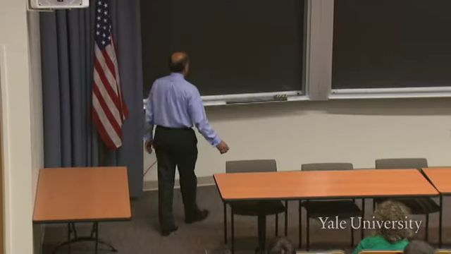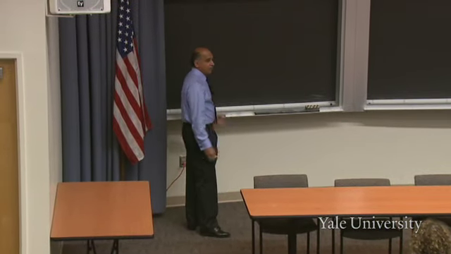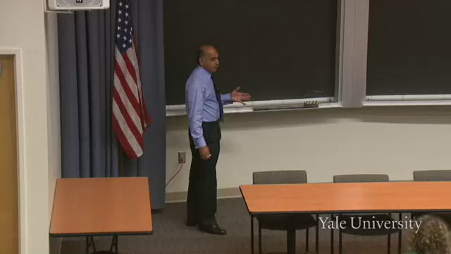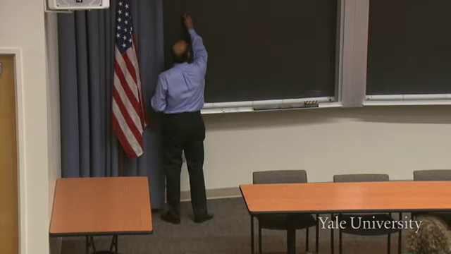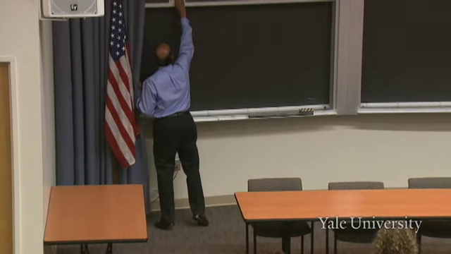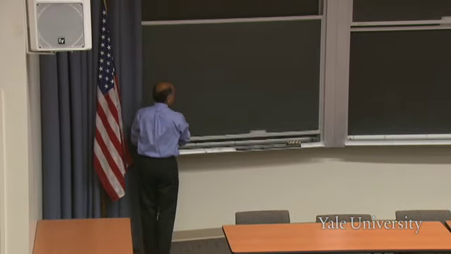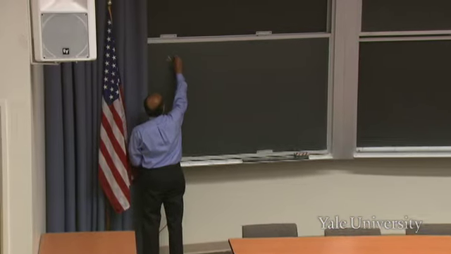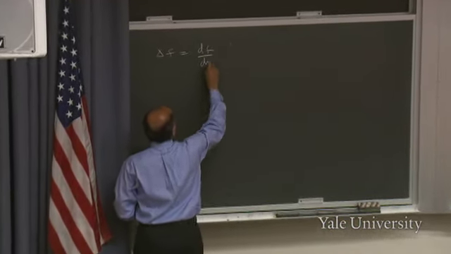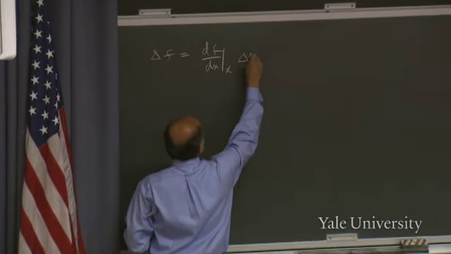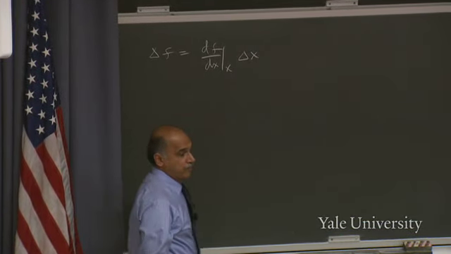If you've got a function f of x, you know the value at some point, and you want to go to a neighboring point, a distance delta x away, you ask how much does the function change? And the answer is the change in the function, delta f, is the derivative of the function at the starting point times the distance you move.